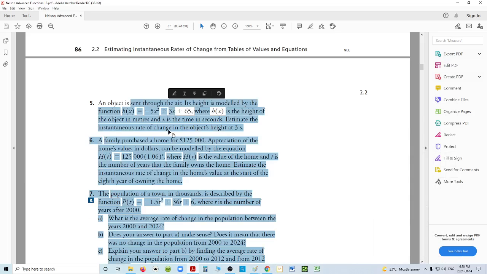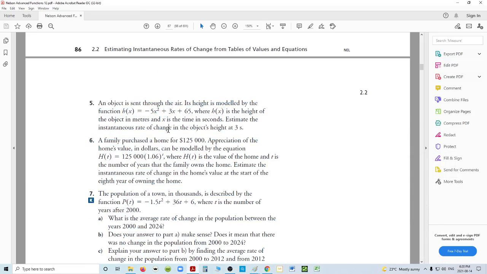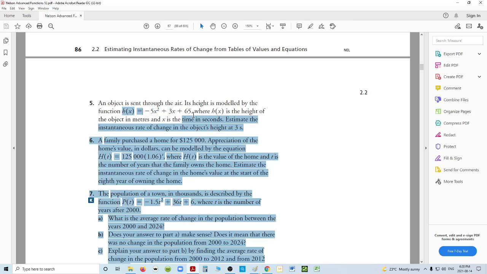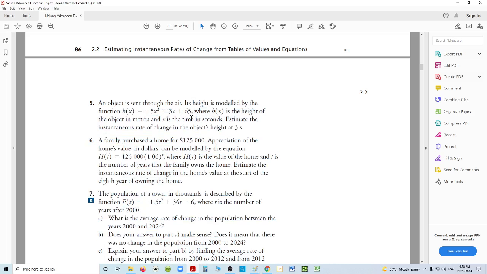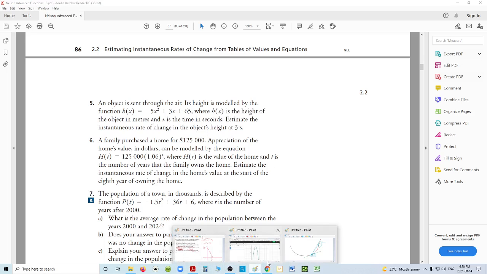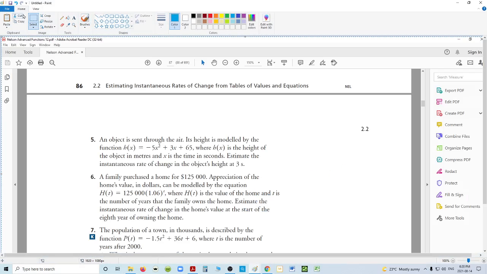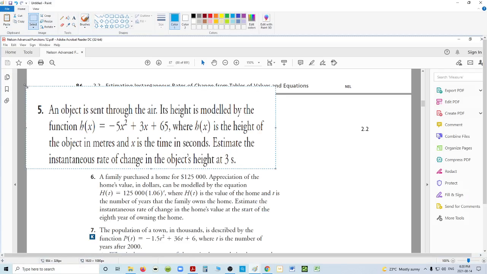An object is sent through the air. Its height is modeled by this. So it's a downward-facing parabola. If the height of the object is in meters and x is the time, estimate the instantaneous rate of change of the object at the height of 3. Okay, I'm going to start just doing the specific question at hand. Okay, this is the one. Sorry if the other ones were confusing.